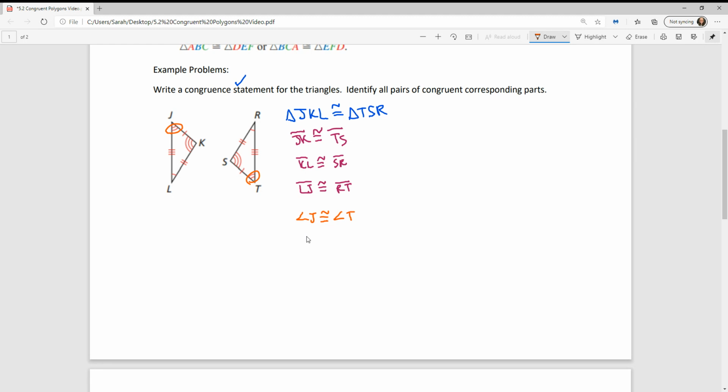And then do the same thing for the other angles. Angle K has the 3 marks. Angle S has the 3 marks. So K is congruent to S. And then last but not least, that leaves angle L congruent to angle R. So we have our congruent statement, which talks about the polygons as a whole. There are 3 sides, so I have 3 congruent parts there. There are 3 angles, so I have 3 congruent parts there.